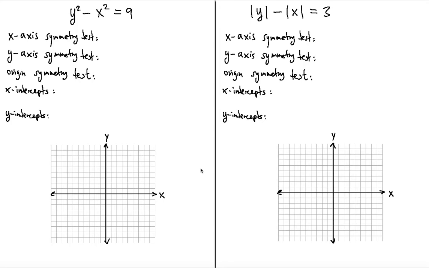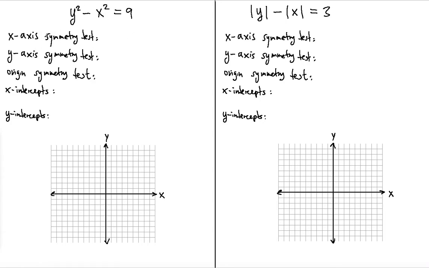In the following two provided examples on the left and right, you're required to test symmetry for the x-axis, y-axis, and the origin, and also to find the x and y intercepts if they exist, as well as sketch the graph using the information that you've derived. So in the first equation, we have y squared minus x squared is equal to 9.